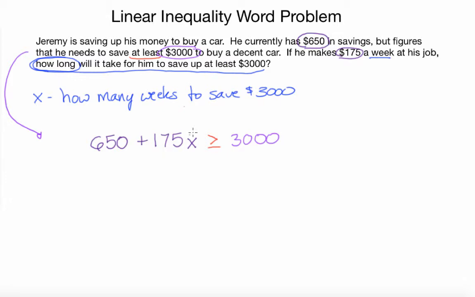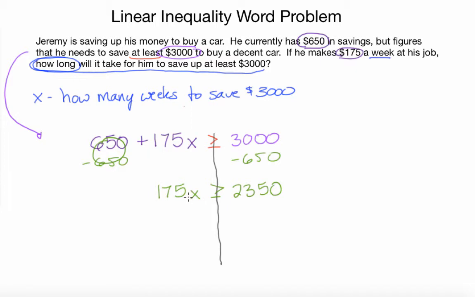All right, we've got this done. Now let's solve it out. I'm going to draw my line down. Let's find out how many weeks it's going to take here. First thing I want to do is subtract 650. It's a two-step linear inequality. So 650 minus 650 leaves 175 times x has to be greater than or equal to 3,000 minus 650, which is 2,350. So what that is saying is, he's already got $650, so from there on out, he's got to make at least $2,350 from working at his job, which pays $175 a week.